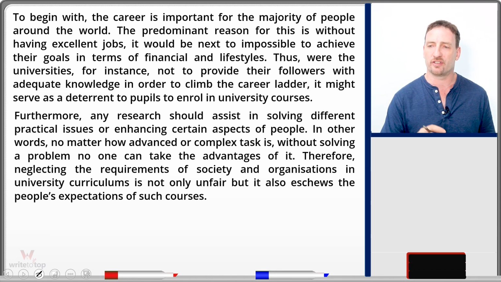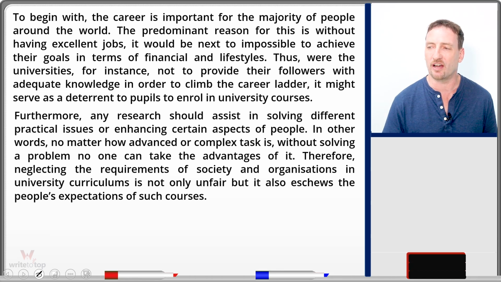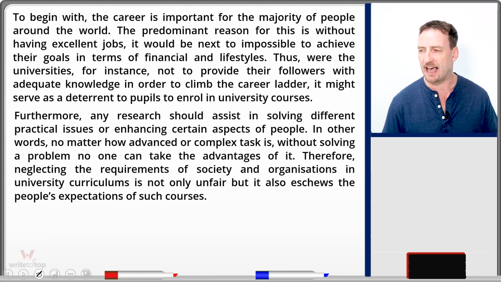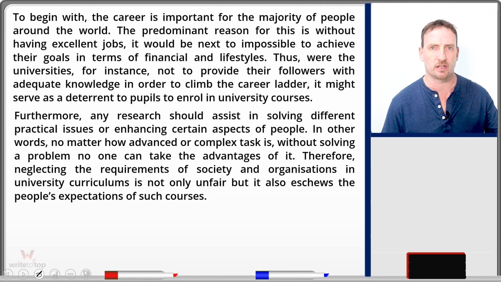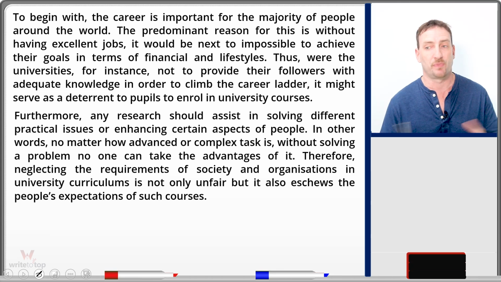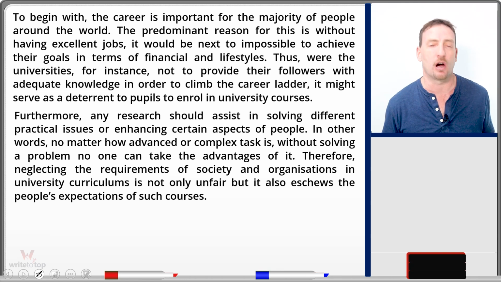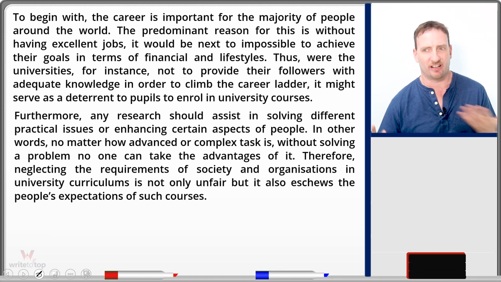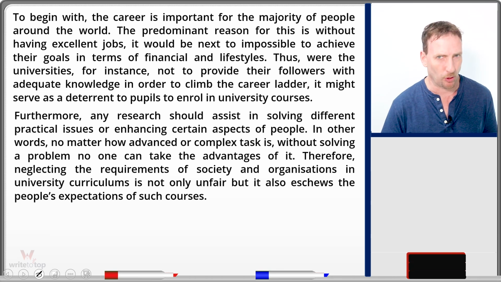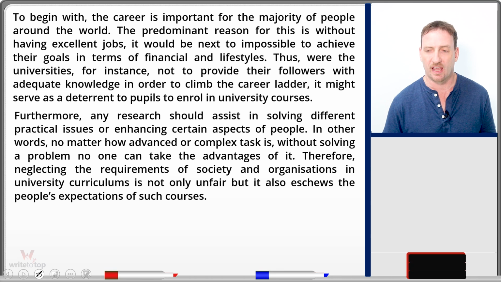"Thus, were the universities, for instance, not to provide their followers with adequate knowledge in order to climb the career ladder, it might serve as a deterrent to pupils to enroll in university courses." So basically, if universities don't train people for work, people won't go to university. That's what this sentence is saying. Good. But as a whole paragraph, there's no argument made. There's no support. There are no examples given. Very ineffective opening body paragraph.